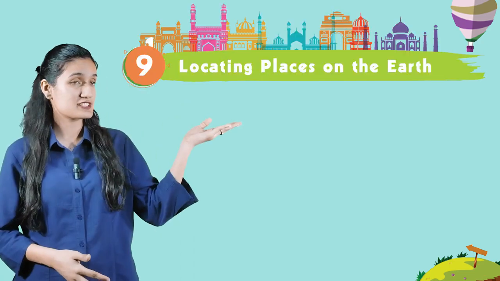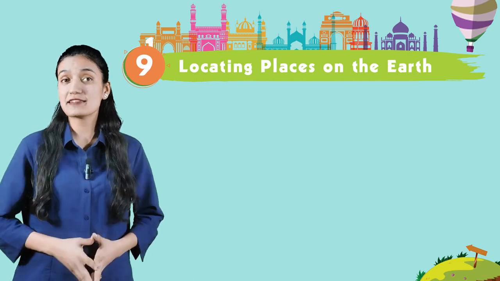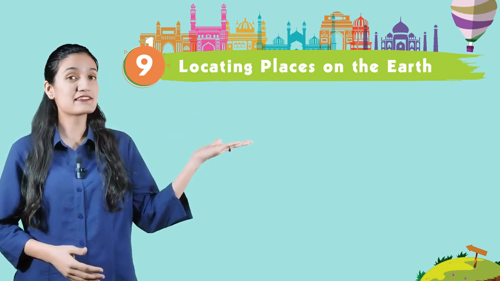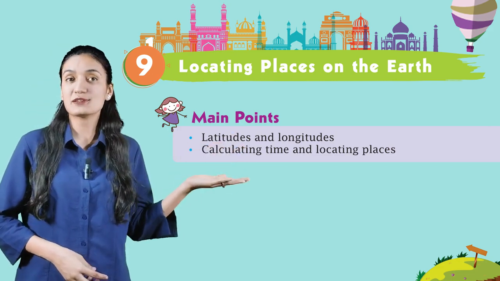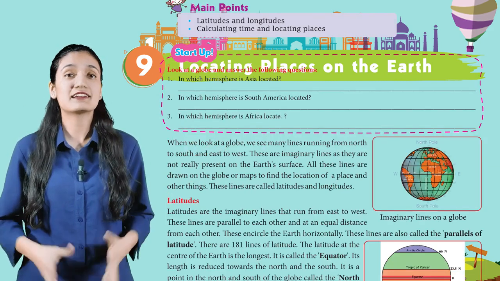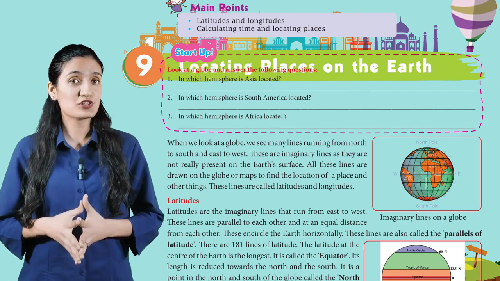Today we are going to start with chapter 9, that is locating places on the earth, and the main points are latitudes and longitudes, calculating the time and locating places. So let's start. Look at the globe and answer the following questions.